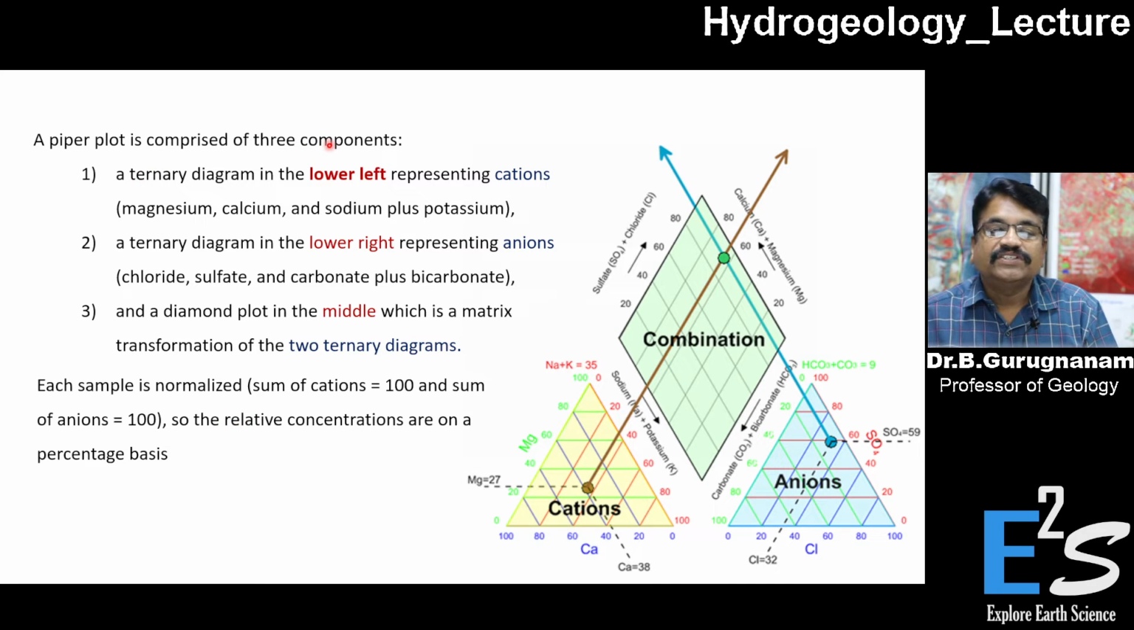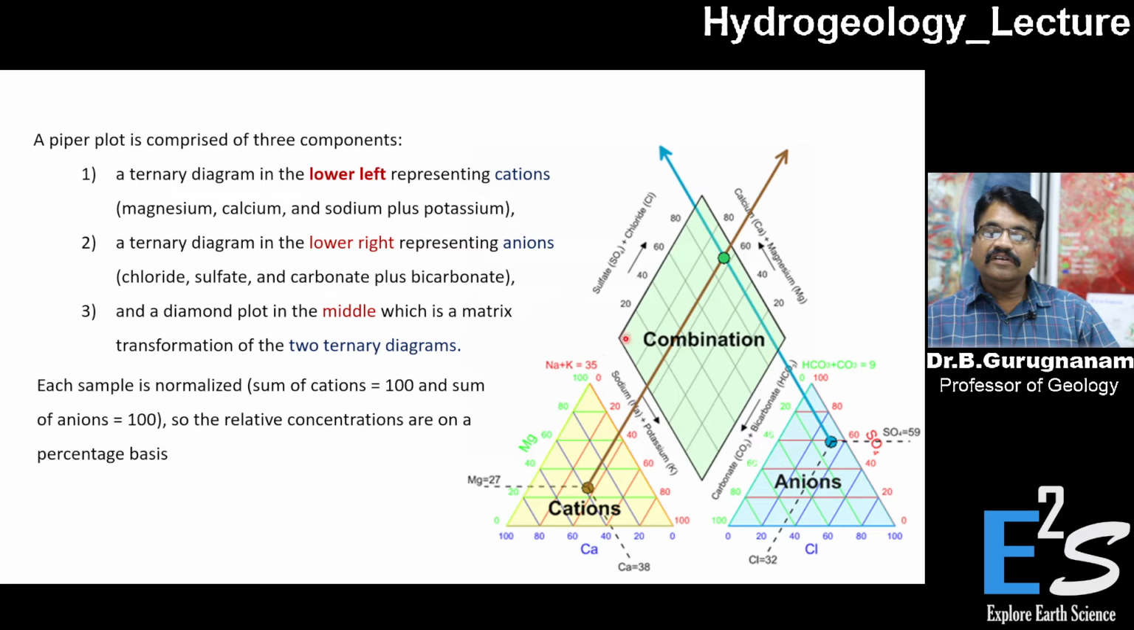A Piper plot is comprised of three components: a lower left component, a lower right component, and a middle component. Two are ternary diagrams. The middle one is called a diamond plot, right? Let us see. The ternary diagram in the lower left represents cations, that is calcium, magnesium, sodium, potassium. The ternary diagram in the lower right represents anions: chloride, sulfate, carbonate, bicarbonate.